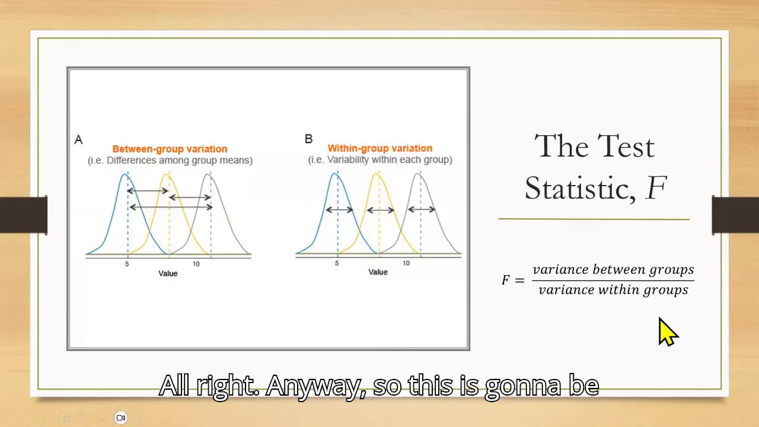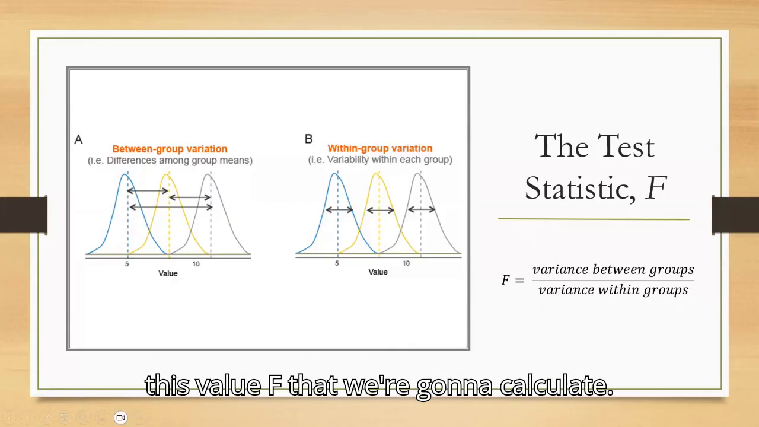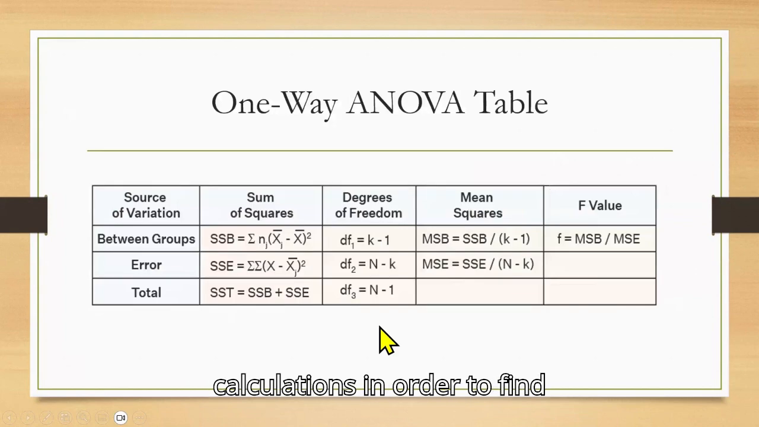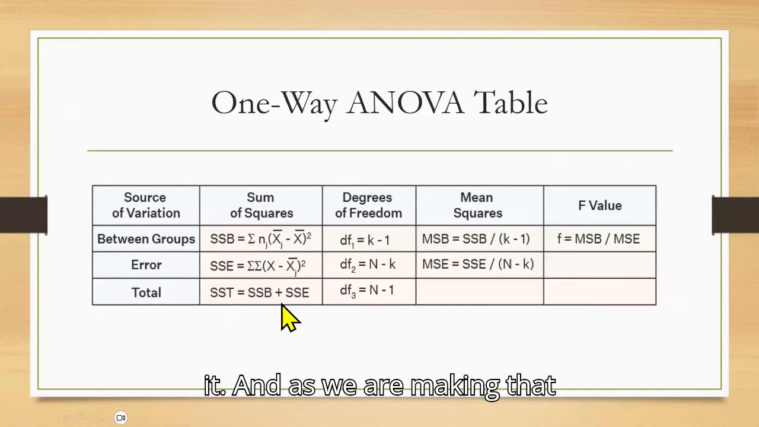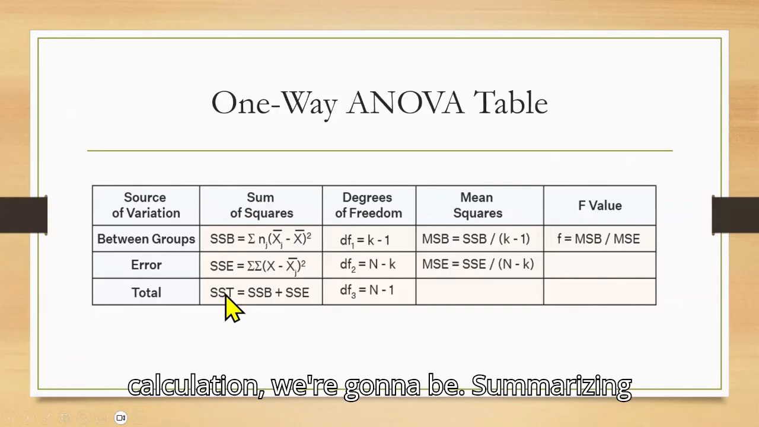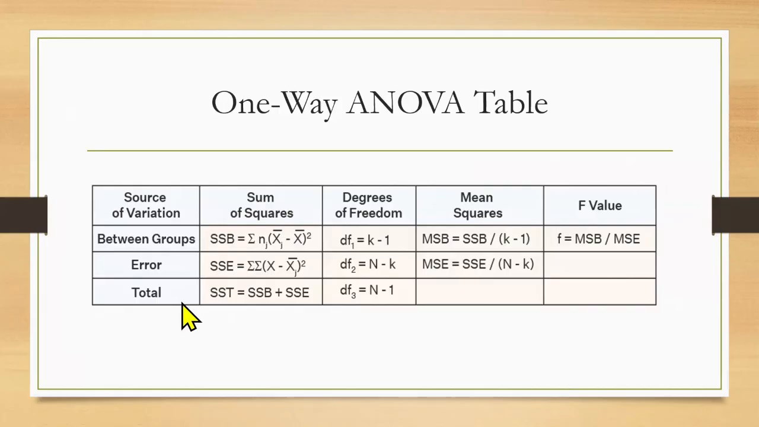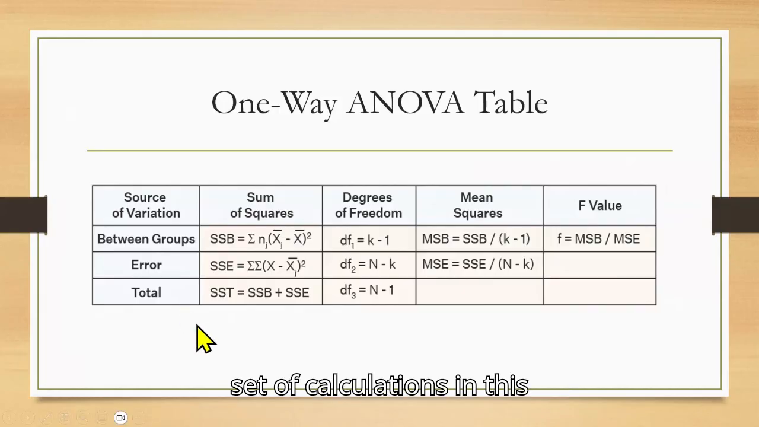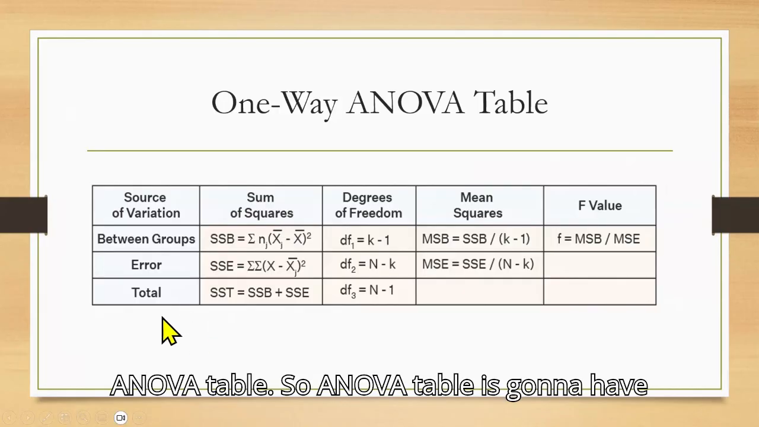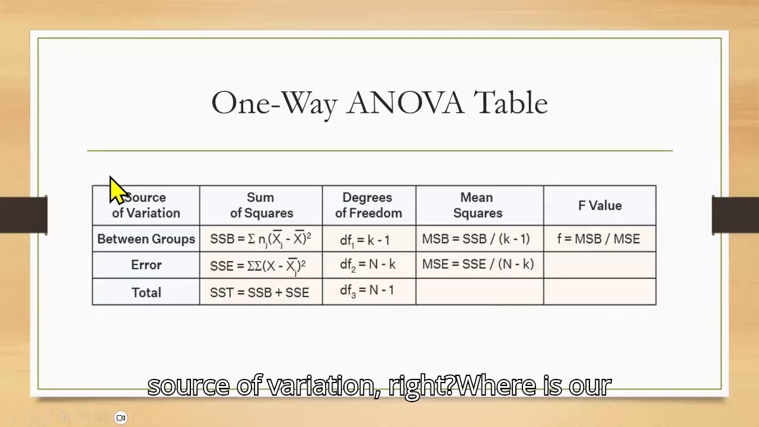All right, anyway, so this is going to be this value F that we're going to calculate. We're going to go through a set of calculations in order to find it. And as we are making that calculation, we're going to be summarizing and progressing through a set of calculations in this ANOVA table. So the ANOVA table is going to have source of variation, right?